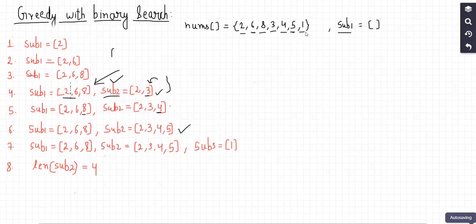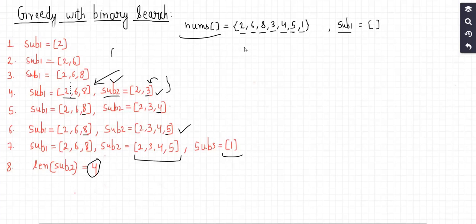The next element is 1, and we cannot insert 1 here because 8 is greater than 1. We cannot insert 1 here because 5 is greater than 1. Hence we take another subsequence that contains only this element. Now we have 3 subsequences generated, and the largest of these 3 subsequences is this, and it has a size of 4, and we return 4, which is the answer for this given input data.